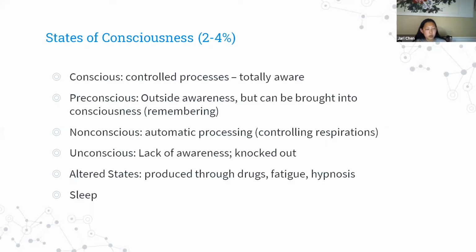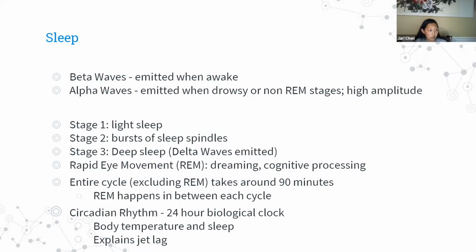Okay, so also part of this unit is states of consciousness. I'll move on to the next slide because these are just some terms. But first is sleep. I think sleep is pretty interesting because people are always joking that they're not getting enough of it. But anyways, sleep is broken up into 3 stages, as well as rapid eye movement, or REM sleep. The entire cycle, not including REM sleep, takes about 90 minutes to go through.